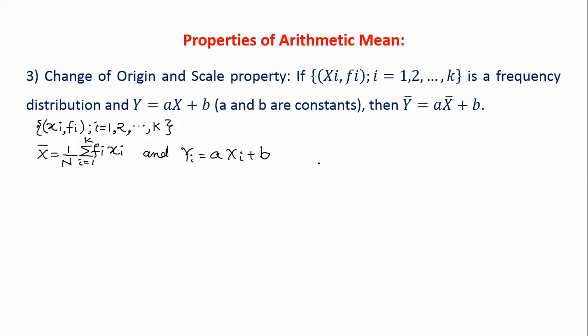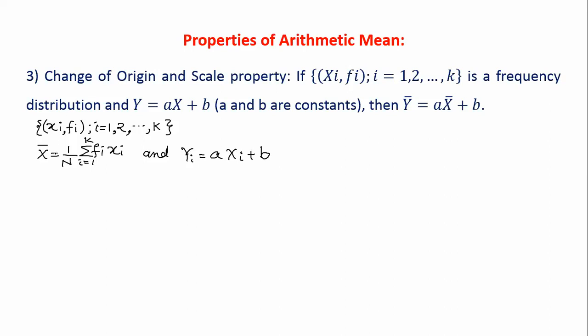So for every value of x, we are going to have a corresponding value of y by making use of the relation yi is equal to a into xi plus b. Now we are going to choose a and b in such a way that yi values will be very small and simple for future calculations. We are going to forget x for a while. Now we are going to have yi and corresponding values of fi.